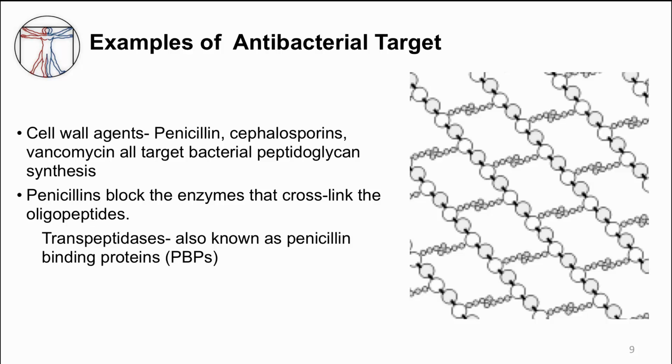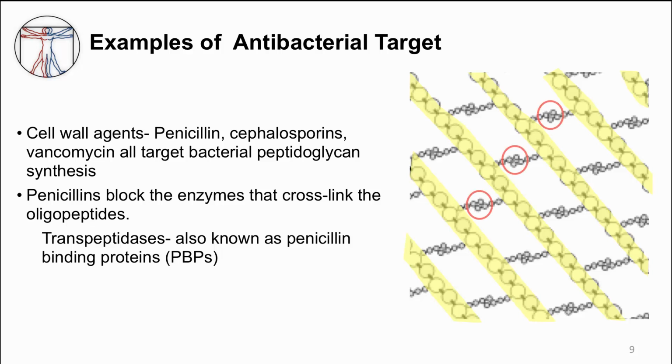Here's a diagram of the peptidoglycan structure. Peptidoglycan is made of these parallel sugar chains. They're outlined in yellow, and they're cross-linked by short peptides. Penicillin blocks the enzymes that cross-link these short peptides. The enzymes are called transpeptidases. They are also known as penicillin binding proteins because penicillin binds to them.